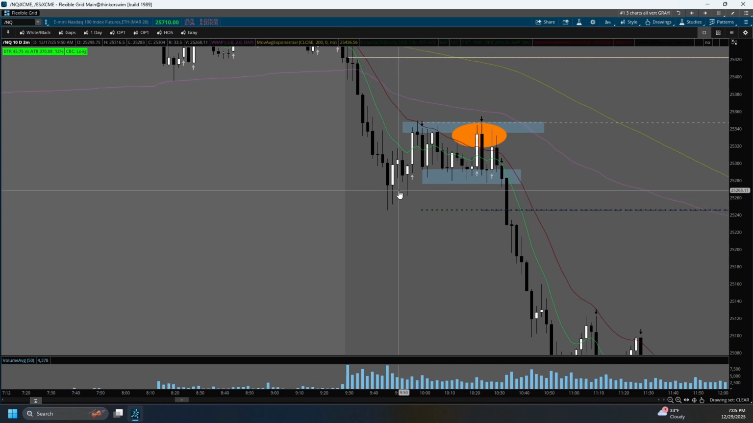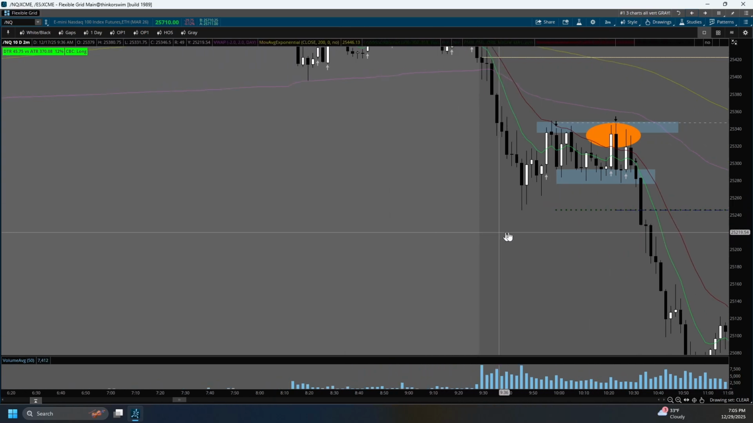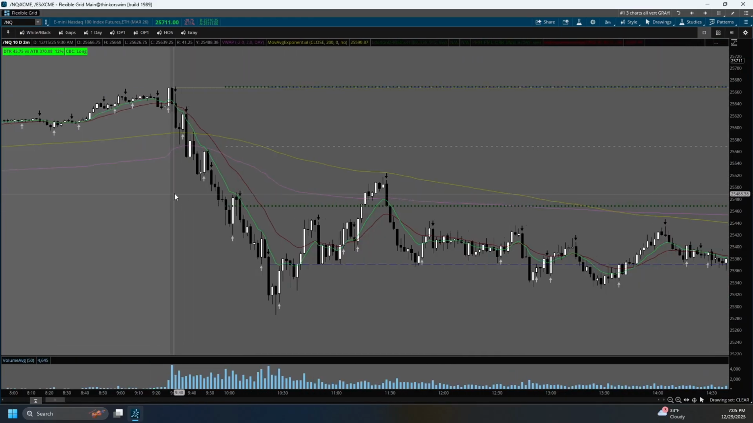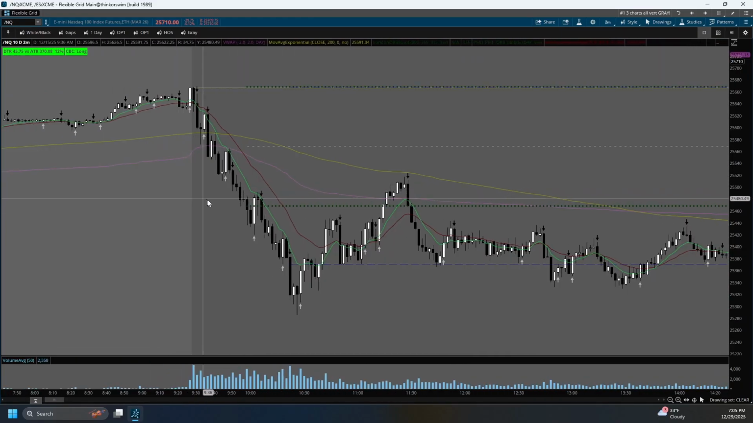Again, I like the 2 minute chart. For a bit when I was really struggling, and I tell this to new people too, I wouldn't trade the open. I wouldn't trade the first 30 minutes of the day.